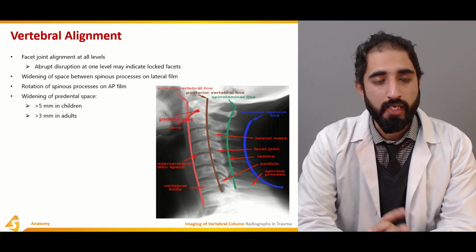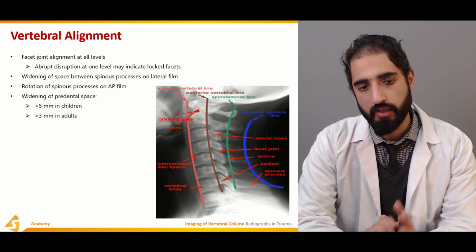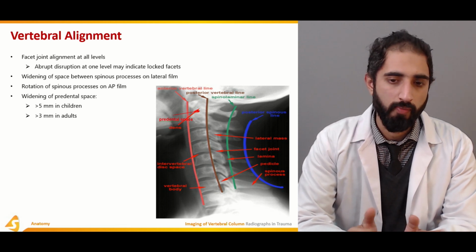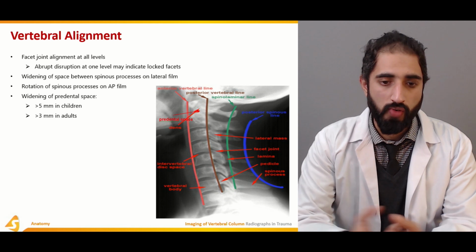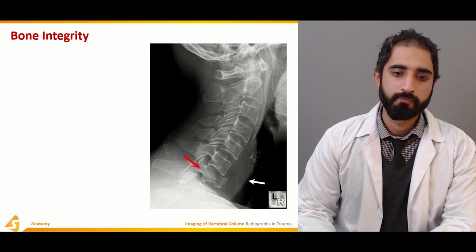Moreover, there is widening of the predental space. There is a problem in the vertebral alignment if it is greater than 5 millimeters in children or greater than 3 millimeters in adults.